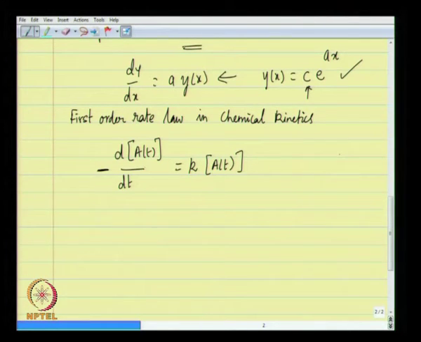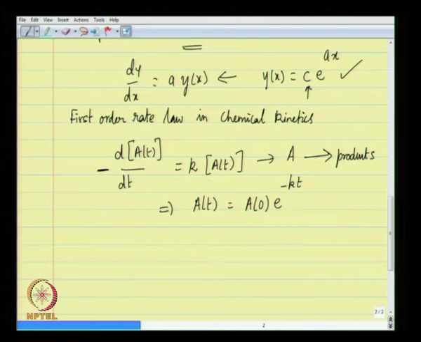And y is A of t and x is t here. So, the solution for this is obviously A of t is equal to A of 0, which is c here, and it is e to the minus k t. Okay. So, this is for the kinetics of the reactions A giving products, and the rate of change of A being proportional, linearly, to the concentration A of t.